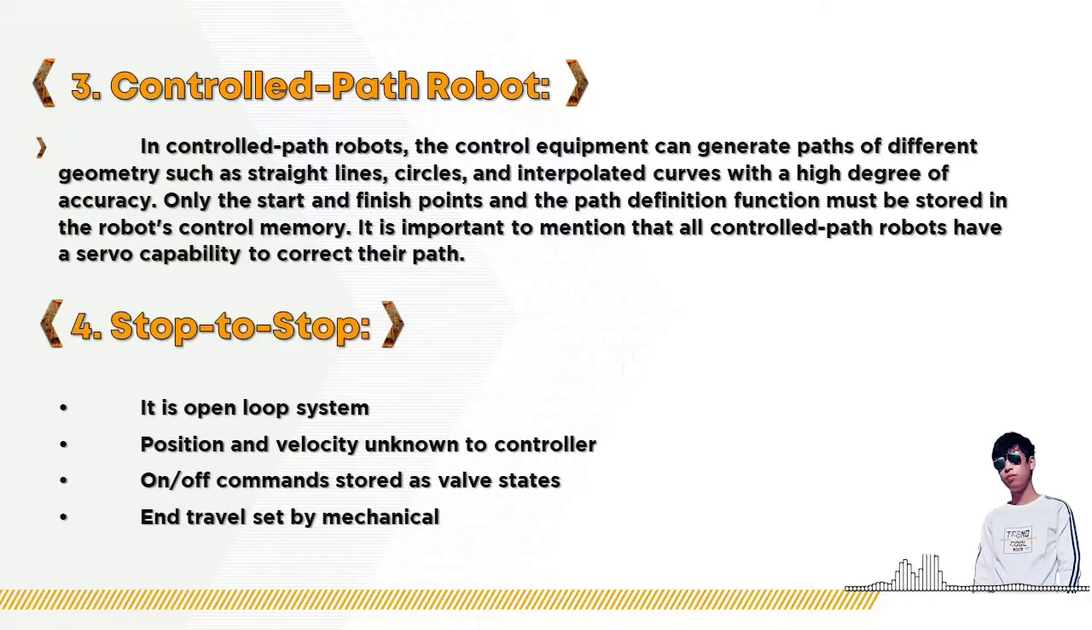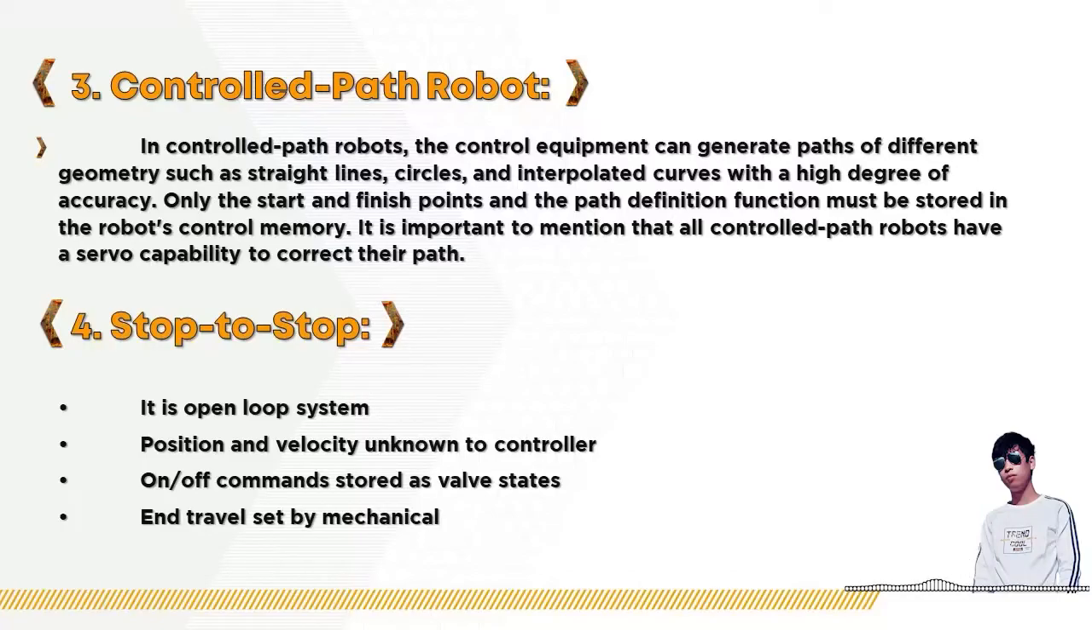Next is the controlled path robot. In controlled path robots, the control equipment can generate paths of different geometry such as straight lines, circles, and interpolated curves with a high degree of accuracy. Only the start and finish points in the path definition function must be stored in the robot's control memory. It is important to mention that all controlled path robots have a servo capability to correct their path.